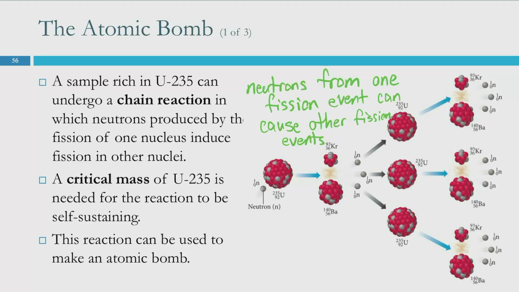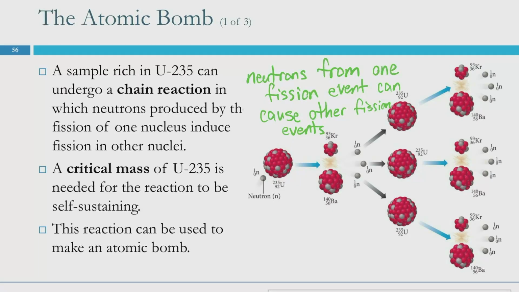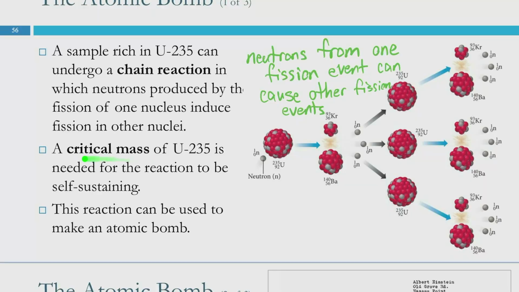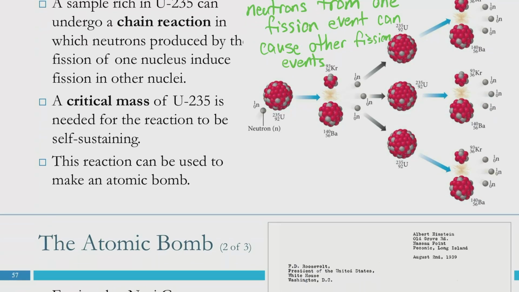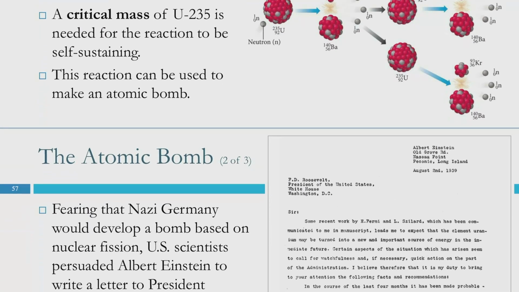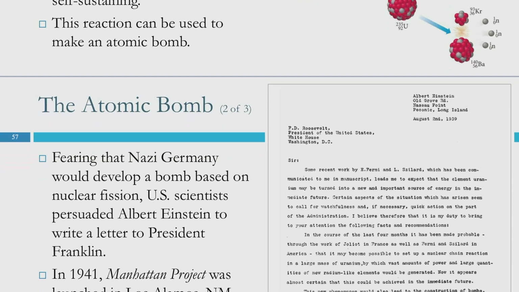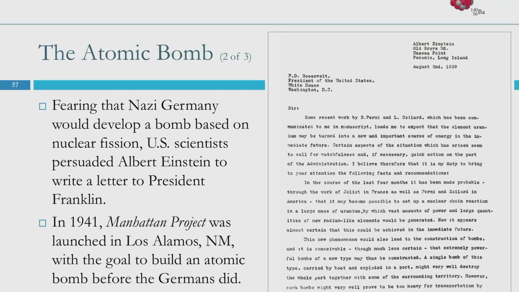This doesn't work if you don't have a lot of uranium-235, because other things will get hit by those neutrons, and you just don't have enough for it to go nuclear. So you need a certain amount of uranium-235 for this reaction to be self-sustaining. And if you do have enough, then you can make an atomic bomb.